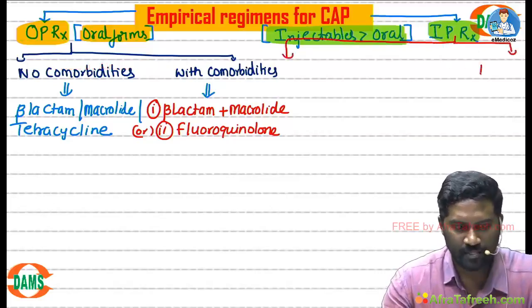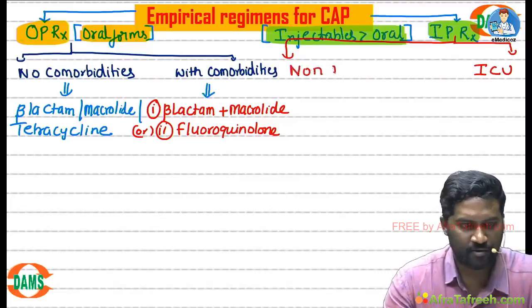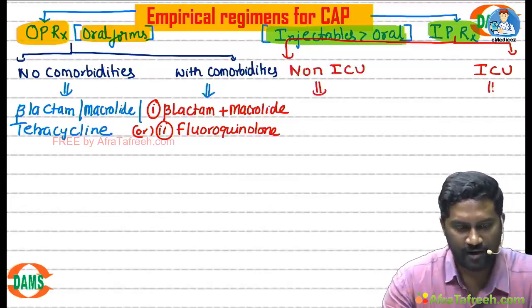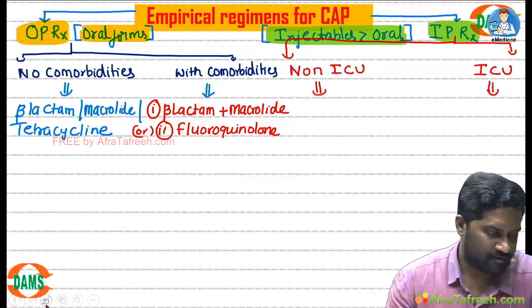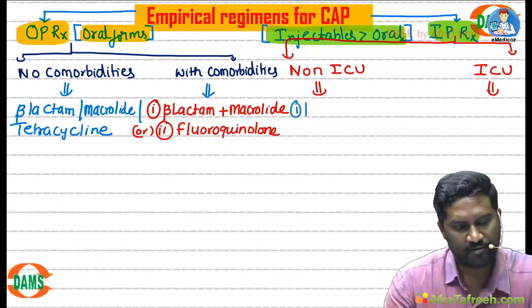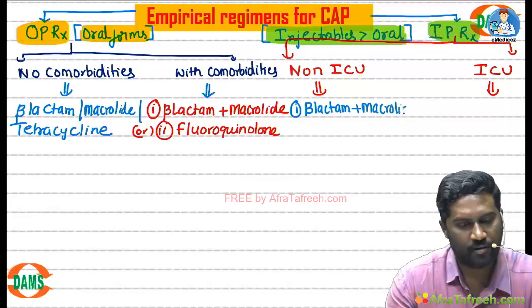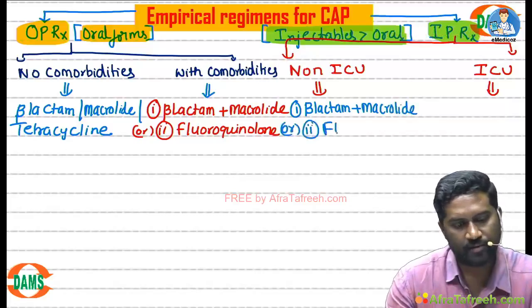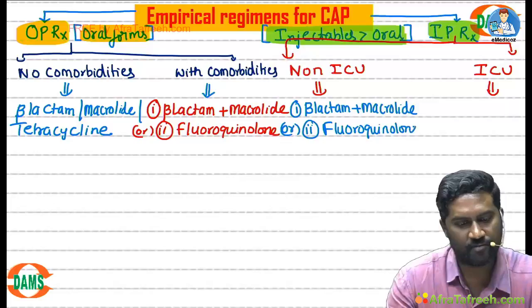Now if the patient is admitted in the hospital, where exactly is it, in the ICU or is it in the ward, that is non-ICU? If the patient is admitted in non-ICU, what will be the preferred treatment? So preferred treatment will be beta lactam plus macrolide or monotherapy with fluoroquinolone.